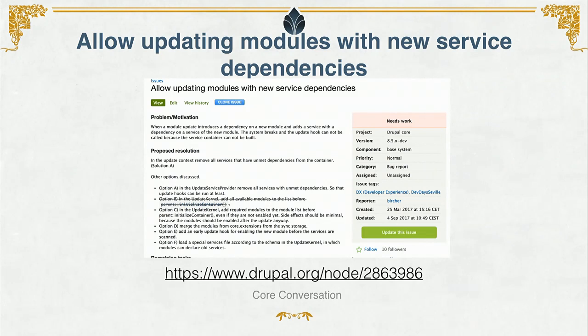So if you are updating a model which has a service dependency that comes from a new module that is not in the system, when you try to install this module, the container is rebuilt and this service doesn't exist yet. So Drupal will crash. And this is something that people are working on in this sprint too. So these are most of the issues we have about backward compatibility.